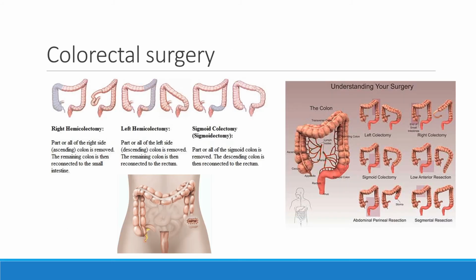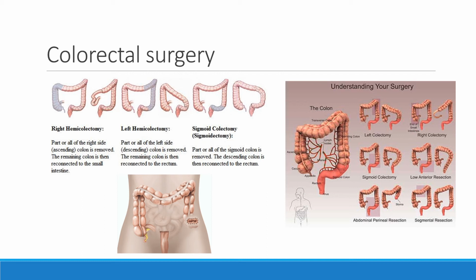Right. So we're just going to briefly go through some colorectal surgeries and different types of colectomies. So first one, right colectomy. Right hemicolectomy is for cecal tumors and ascending colon tumors. So basically remove the ascending colon and part of the transverse colon, and then you do a primary anastomosis, which is an ileocolic anastomosis.